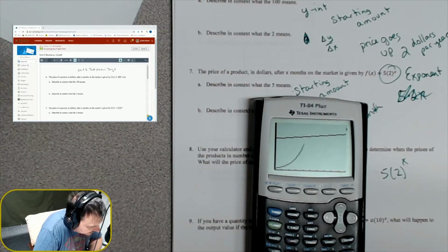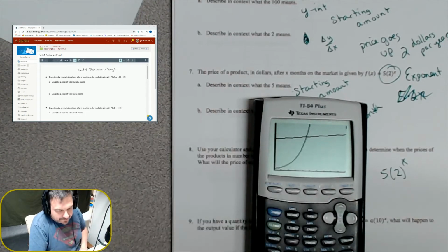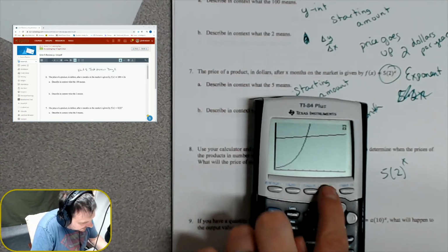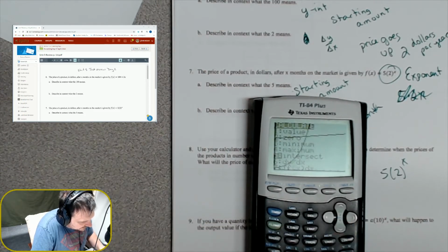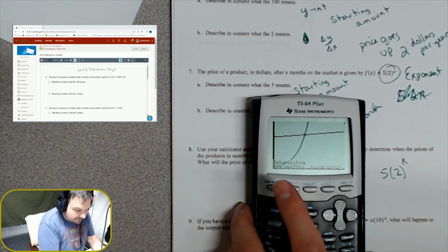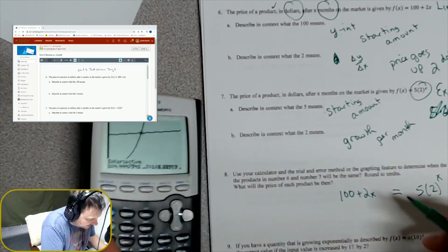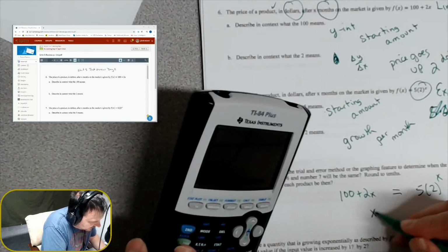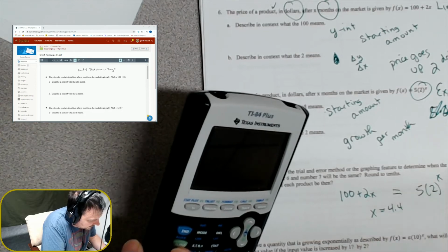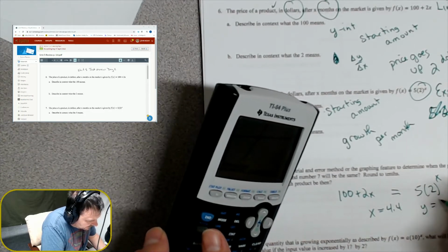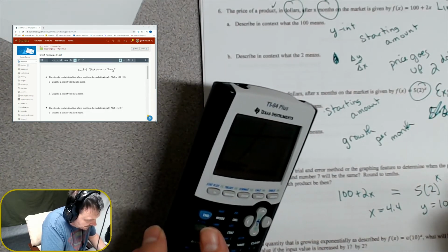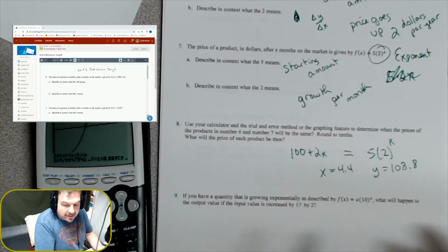Here comes the other one, look at how it looks exponential. Look at that, right in the middle. Second calc, intersect, enter, enter, enter. Remember, we have the TI calculators online, so you could use that. So it looks like x is 4.4 and the y value is 108.8.